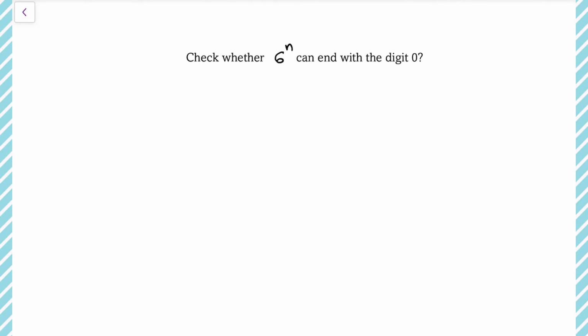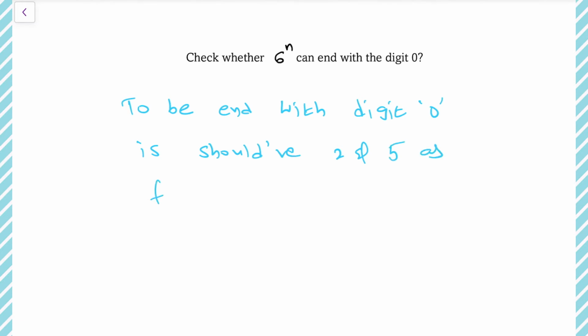Next question. Check whether 6 power n can end with the digit 0. Here is one small logic we need to remember: to end with digit 0, the number should have 2 and 5 as factors. So if we write the given number as prime factors, then compulsorily 2 and 5 should be there as prime factors. Then it will end with the digit 0. Otherwise, it won't end with the digit 0.